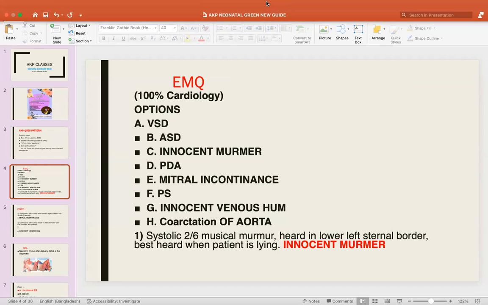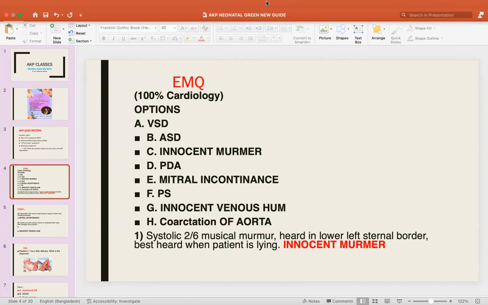So tell me, there are 2 types of murmur. One is pathological murmur, one is innocent murmur. If I change my position and the murmur is changed, is it pathological murmur or innocent murmur? Innocent. Very good. Because pathological murmur will not change by changing of position. So it is not pathological murmur. It is an innocent murmur.